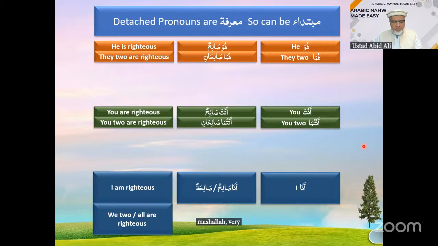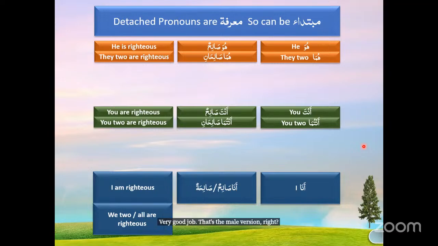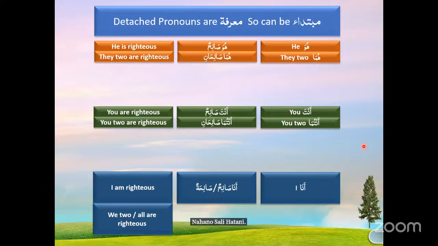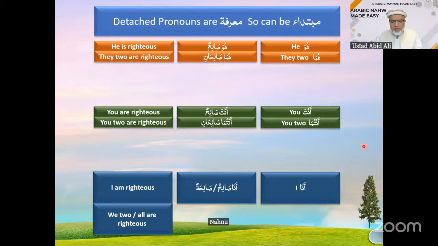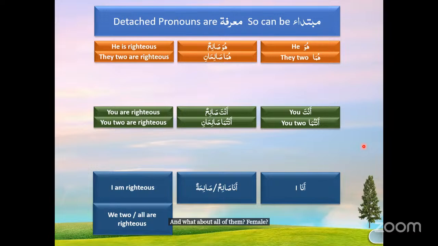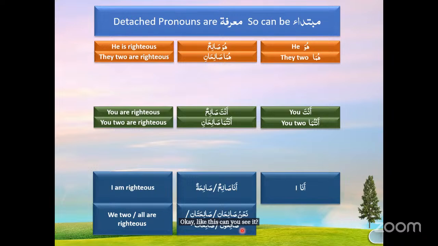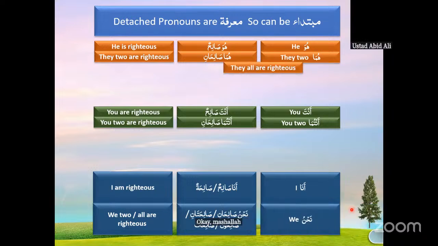That's the male version, right? Male version. Can you give me the female version for two? Nahnu Salihatani. And what about all of them, female for all? Nahnu Salihatun, right? Okay, like this. Can you see it? Yes. Okay, mashallah. Good job.